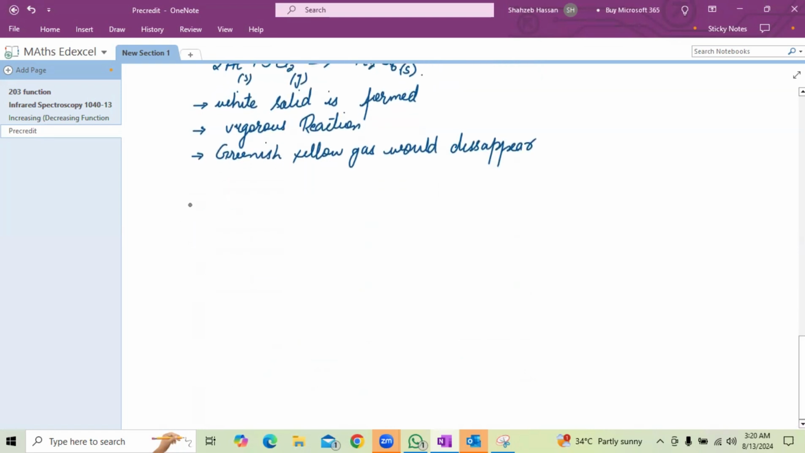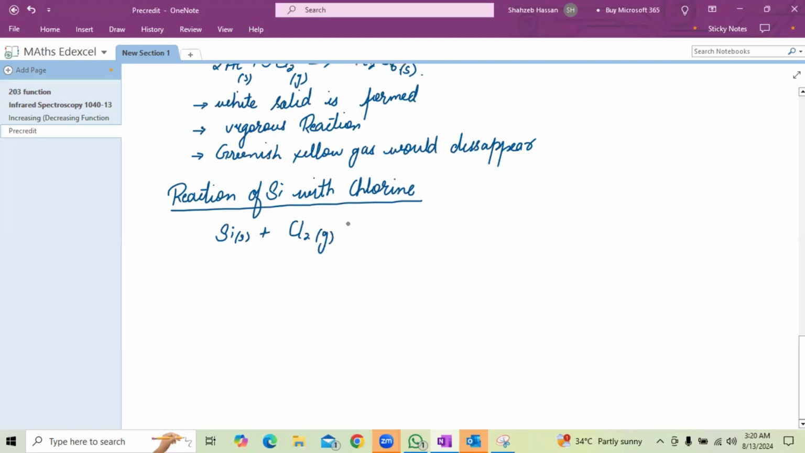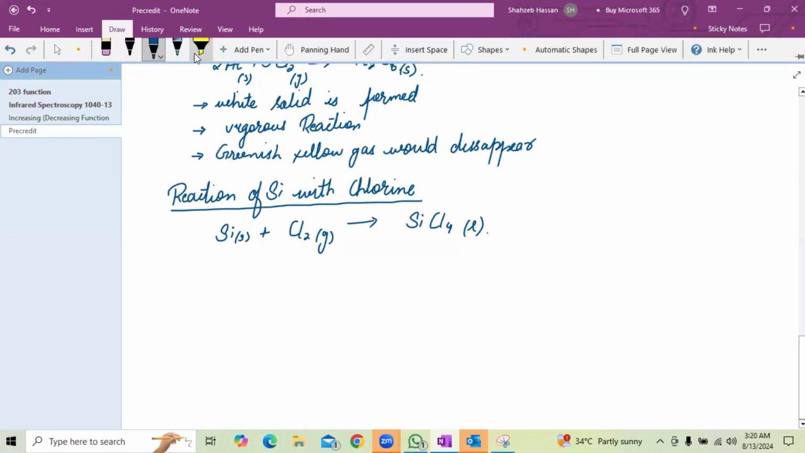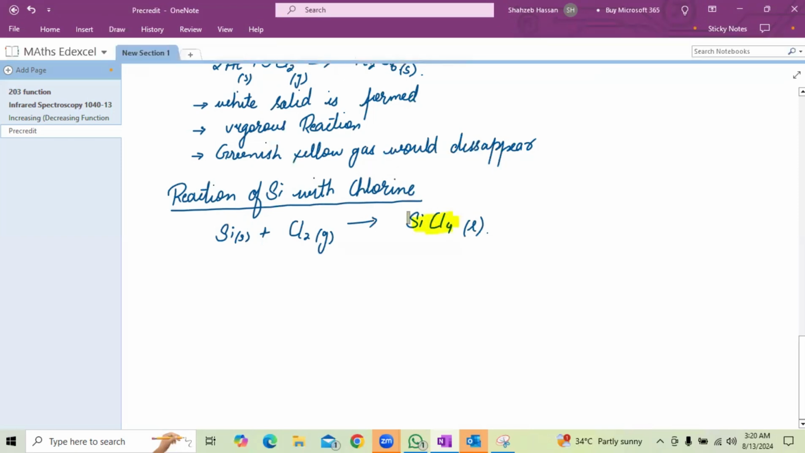So now we are going to have a reaction of silicon with chlorine. If we have the reaction of silicon, which is in solid state, and it is going to react with chlorine, which is in gaseous form, they are going to form SiCl4. Okay, and that is in liquid form. Remember, this SiCl4 would be in its liquid form.